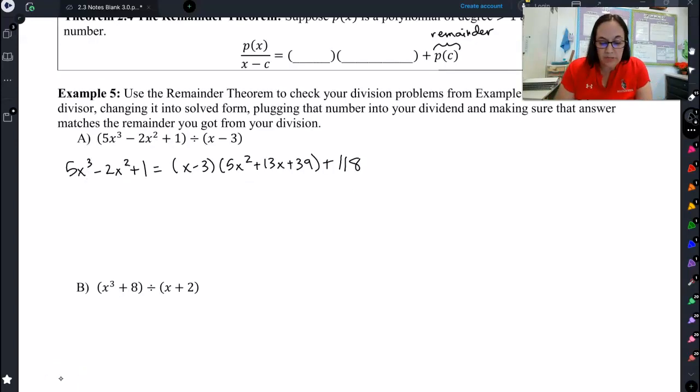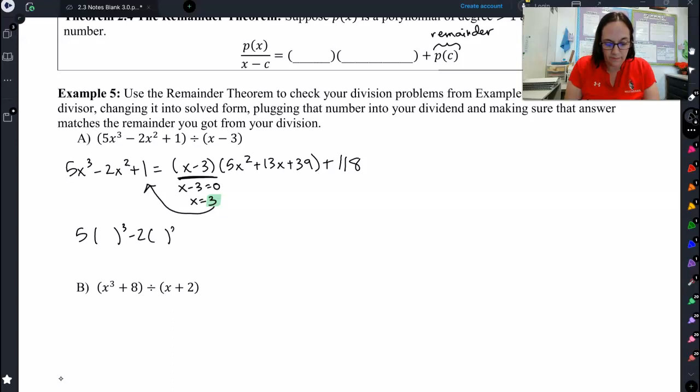So now what I want to do is plug in C to check my work. The best way to get C is to take what you were dividing by, set it equal to 0, and solve. And that is your C value. So we're going to take this C value and plug it into what we started with. So I'm plugging 3 in. And if you plug that into your calculator, you will get 118, which is the same as our remainder.